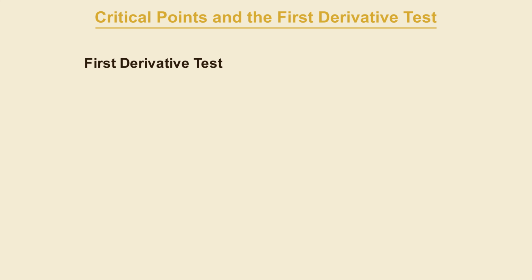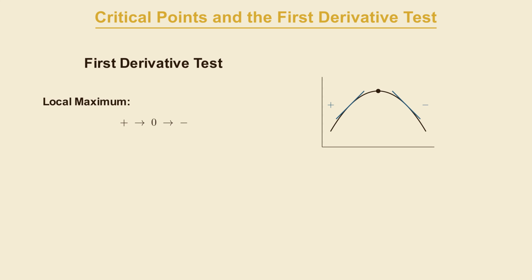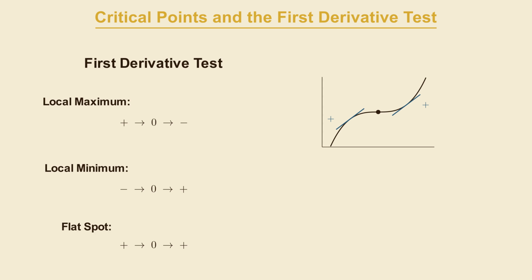The idea is straightforward. At a true peak, the function is rising on the way up and falling on the way down. So the derivative is positive just before the peak and negative just after. If you check the sign of the derivative on either side of the critical point, and you see plus then minus, then you have a local maximum. If you see minus then plus, then you have a local minimum. If the sign doesn't change, then the critical point is just a flat spot, not an extremum.